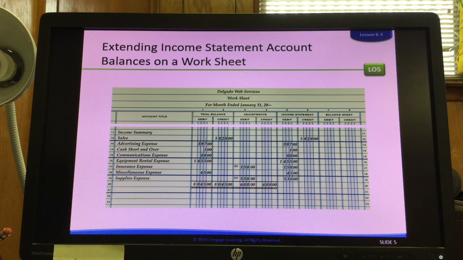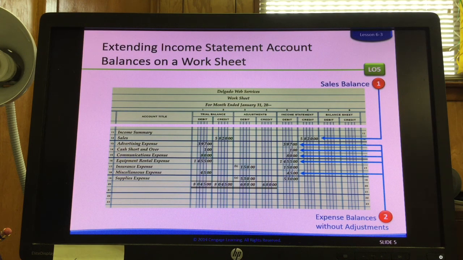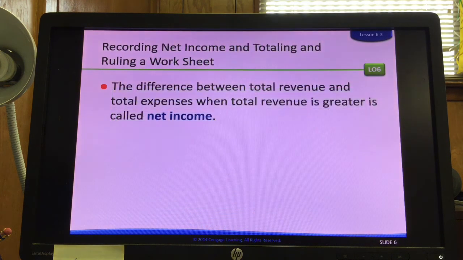So sales will slide over, advertising, cash short and over, communications, equipment, insurance, miscellaneous, and supplies. All of those will slide over. So sales balance, all of our expenses without adjustments, and then expenses with adjustments. The difference between the total revenue and total expenses when the total revenue is greater is called net income. So if you make more money than you spend, then you have net income.